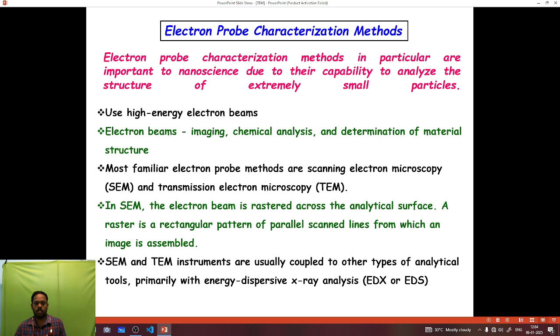Both the SEM and TEM instruments are usually coupled with other analytical tools, other accessories like EDS and SAED. These techniques are useful for obtaining the crystal structures or the elements present in the sample. So we can analyze it by coupling the TEM or SEM instrument with EDX or SAED accessories: energy dispersive X-ray and selected area electron diffraction. The main techniques are SEM and TEM. These instruments may be coupled with other accessories to get allied data like the crystal structure and the fringe patterns.